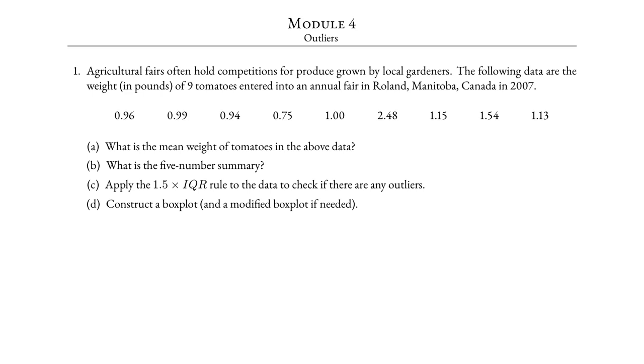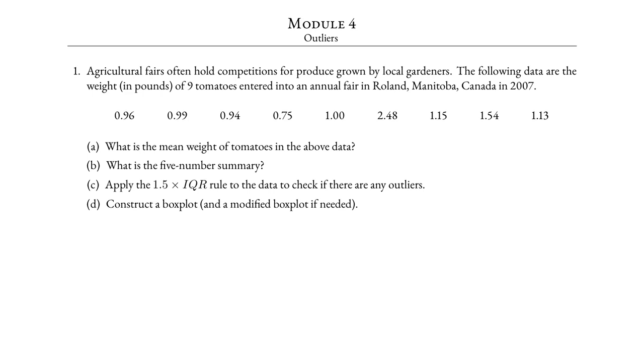Number 1. Agricultural fairs often hold competitions for produce grown by local gardeners. The following data are the weight in pounds of 9 tomatoes entered into an annual fair in Roland, Manitoba, Canada in 2007. 0.96, 0.99, 0.94, 0.75, 1, 2.48, 1.15, 1.54, and 1.13.